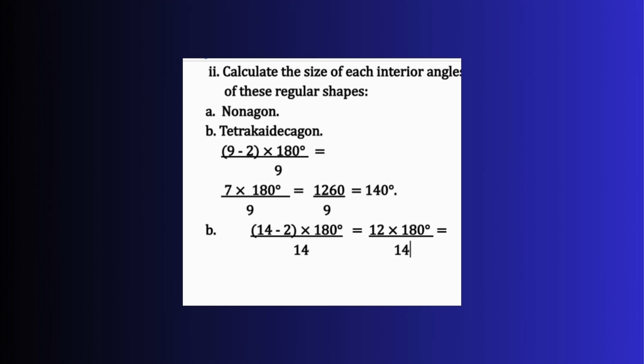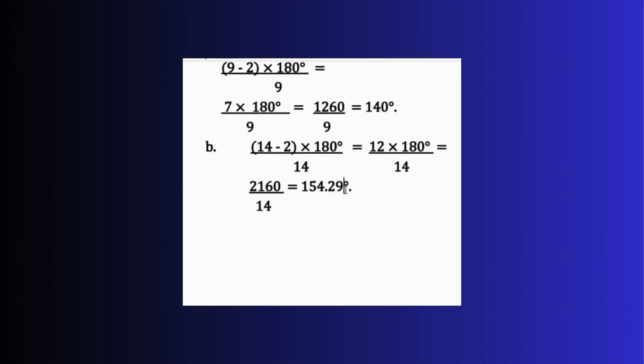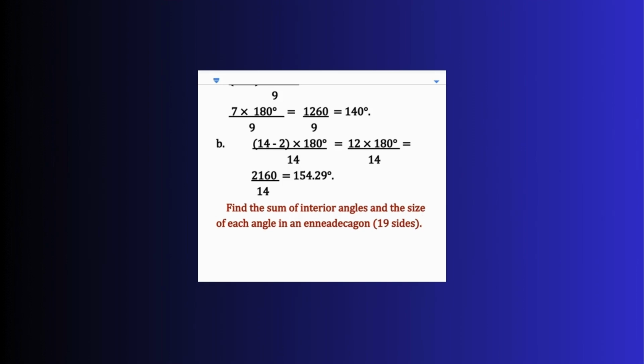For a tetradecagon, which has 14 sides, we have 14 minus 2 times 180 degrees divided by 14, giving us 12 times 180 degrees divided by 14. And the answer is 154.29 degrees.